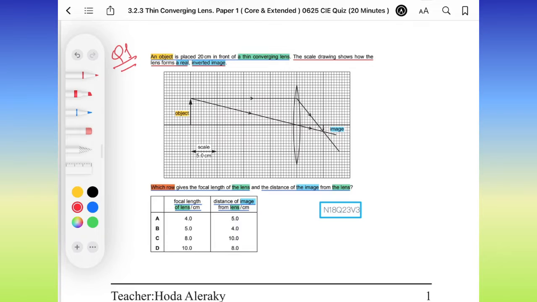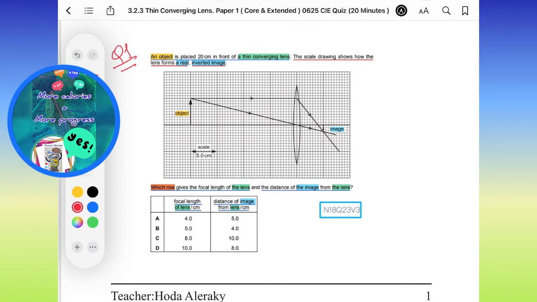We have here an object placed at 20 centimeters in front of a thin converging lens, and we have a graph grid here, and we have a scale drawing which is mentioned. We have a scale. Which row gives the focal length of the lens and the distance of the image from the lens? Okay.